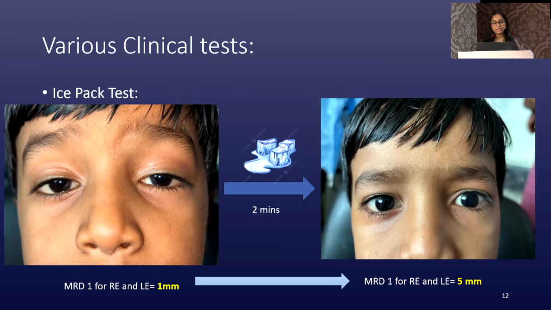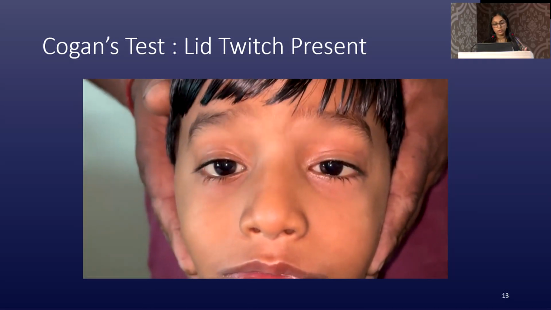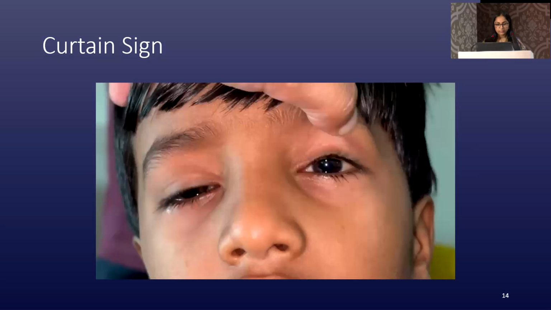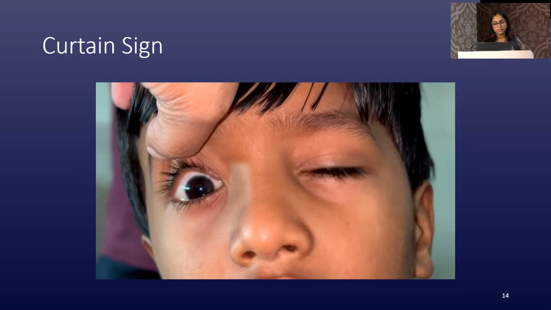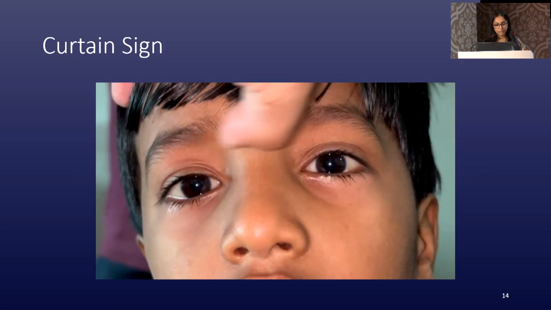Because of a high clinical suspicion, we went ahead with the ice pack test and it was found to be positive. We even went ahead with the Cogan lid twitch test, and if you notice carefully, there's a twitch when he looks upwards. The second test that we did was the curtain sign test. When you see the right lid is elevated, the left lid droops.